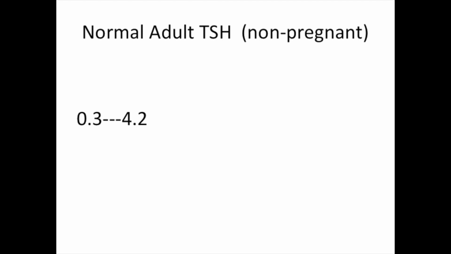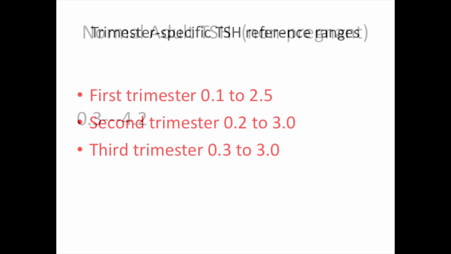As you know, in a normal adult, non-pregnant case, the TSH is between 0.3 to 4.2. Is it the same for pregnancy? No, it's not. Then what is the normal physiological level of TSH during pregnancy? Let us see. Here we are talking about the TSH normal ranges in pregnancy, specific to trimester.